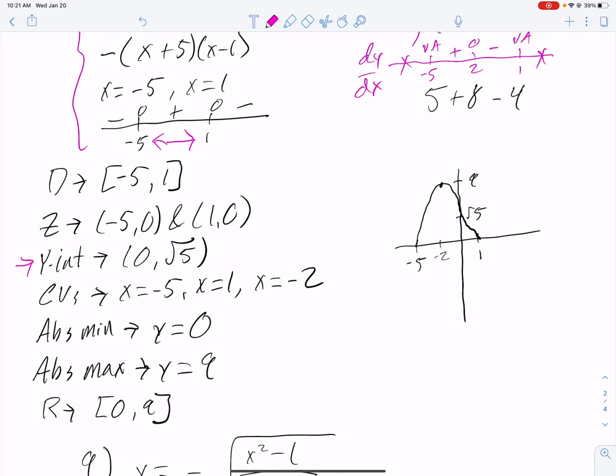Plug 0 in to find our y-intercept. I know the zeros of my original function are critical values, and then the 0 of the derivative that fit in the domain. Since this was a positive square root, I know that 0 will be an absolute minimum. And then looking at my graph, plugging in -2, I would get a y value of 9. So I know an absolute max of 9, and I have my domain. My range.